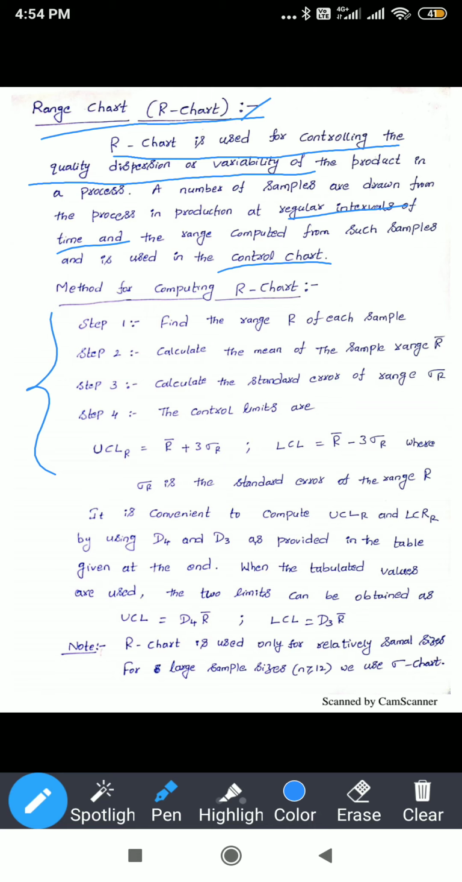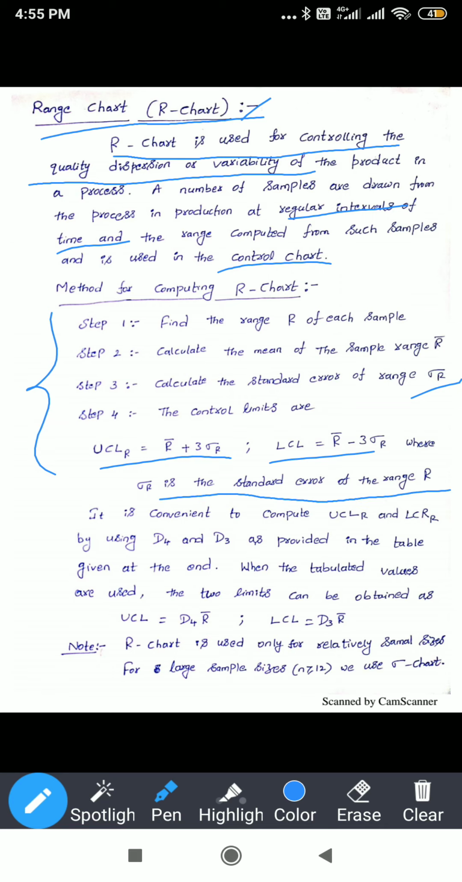These are the steps to compute the range chart. First, find the range R of each sample. Then calculate the mean of the sample ranges, that is R bar. Step 3, calculate the standard error of the range, sigma R. Last, the control limits. Our upper control limit is R bar plus 3 sigma R and the lower control limit is R bar minus 3 sigma R. So sigma R is the standard error of the range R.